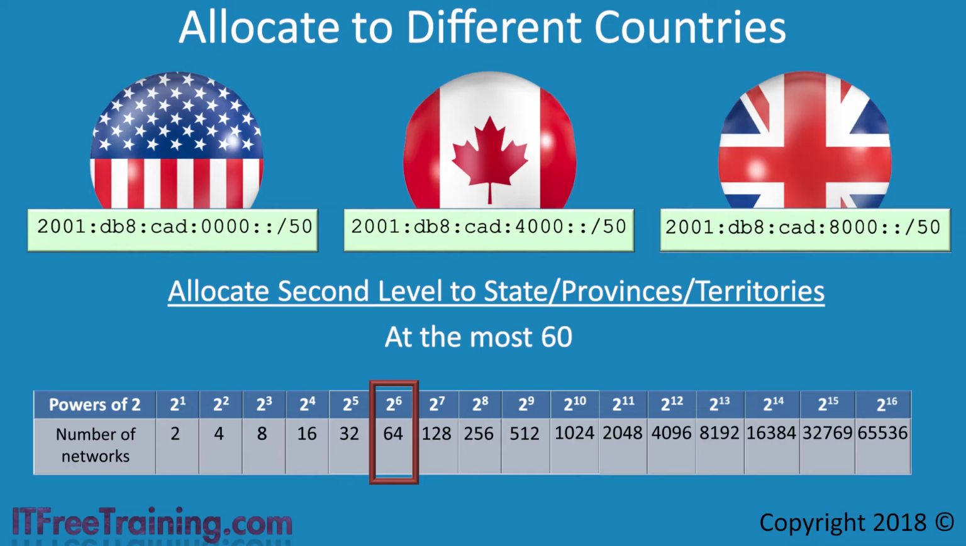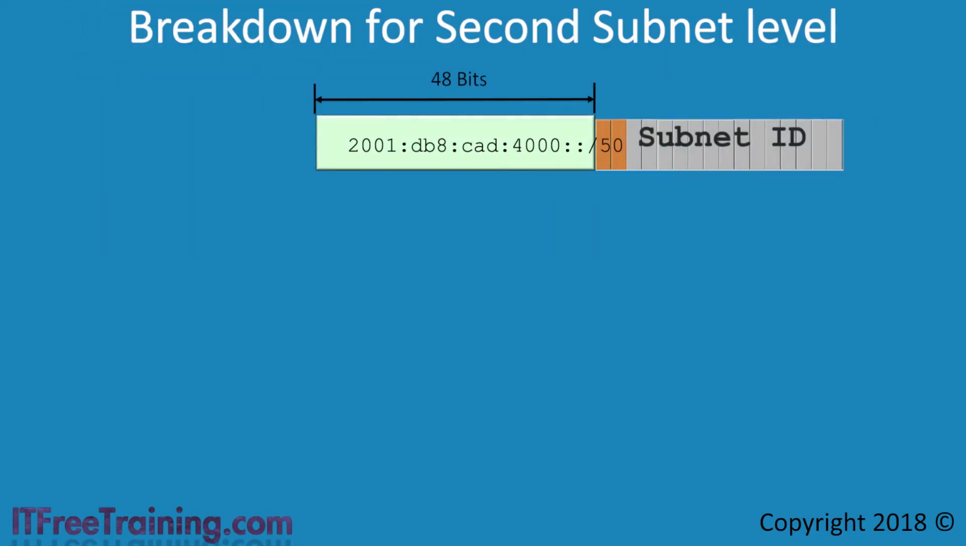Now that we have the number of bits required, let's have a look at what is required to break down the address into a second level of subnets. Taking the address for Canada, the next step is to work out the subnet address for provinces and territories in Canada. Remember that 2 bits of the subnet ID have been allocated. From the powers of 2 table, it was worked out that having 60 networks would require 6 bits.